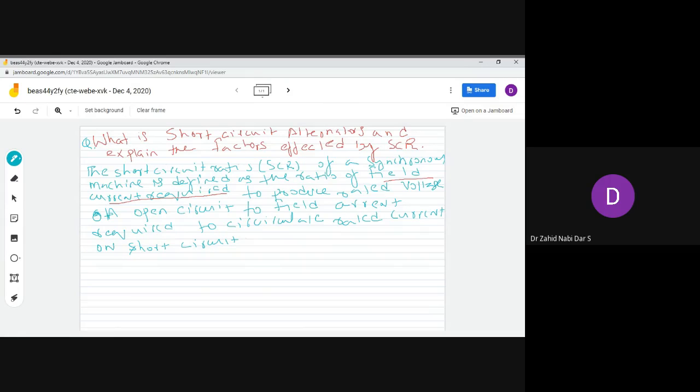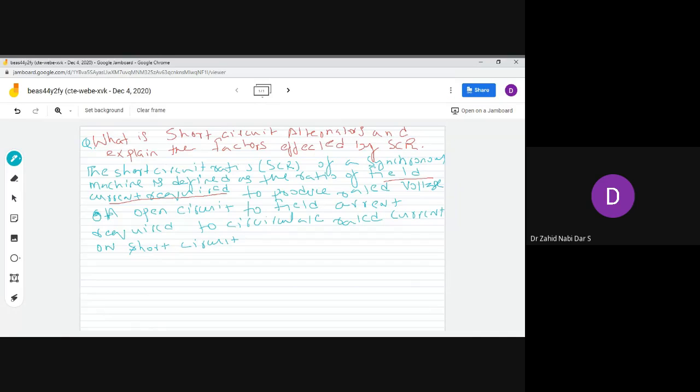Similarly here we are seeing it for the same field current. We are opening the circuit and checking the rated voltage, and for the same field current we are shorting the circuit and seeing the rated current of the machine. So this is called the short circuit ratio.